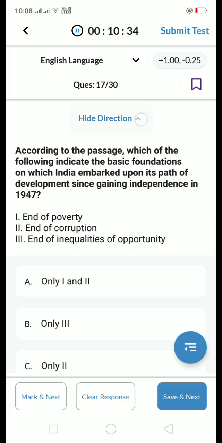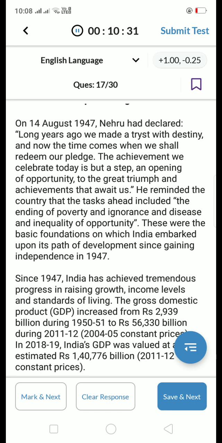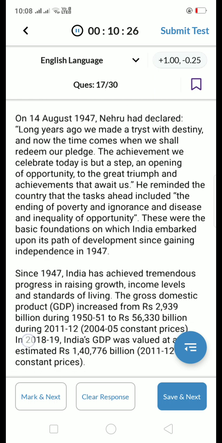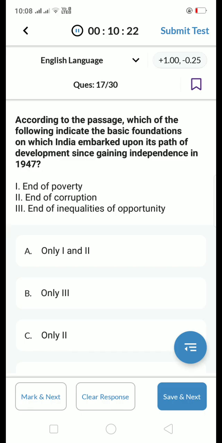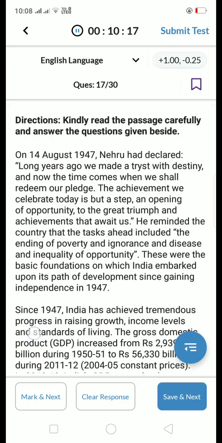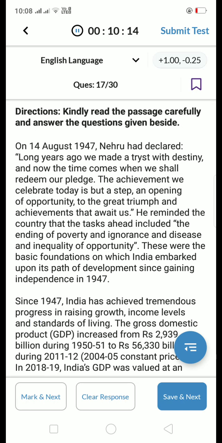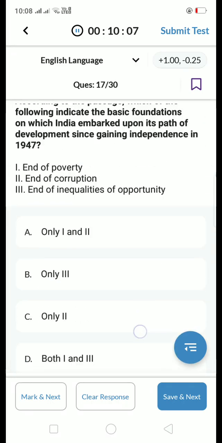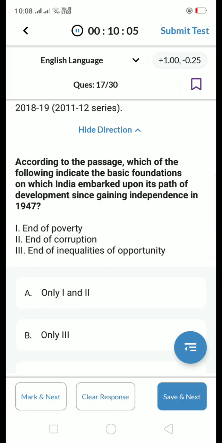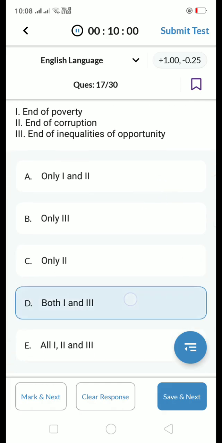ये तो हम लोग पहले या दूसरे पैराग्राफ में पढ़े थे कि basic foundation. Which were the basic foundation? End of poverty, end of corruption, end of inequalities and opportunity. The end of poverty होगा because achievement celebrate triumph. He reminded the country task that ending of poverty and ignorance and diseases and inequality of opportunities भी है. That's why end of corruption की बात कहीं नहीं की गई है, तो end of poverty and inequalities of opportunity. So answer would be 1 and 3.